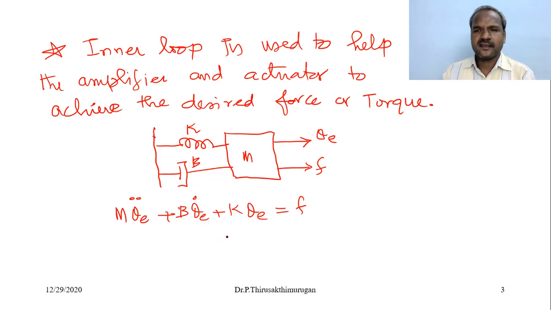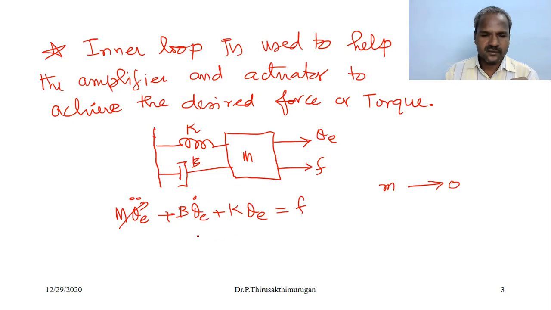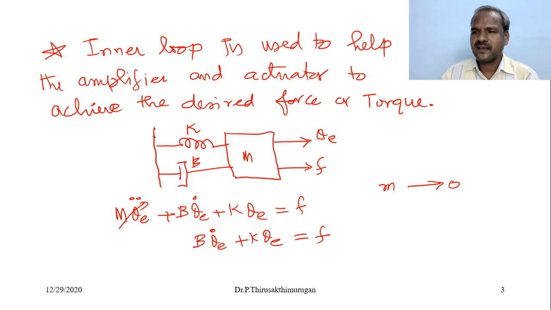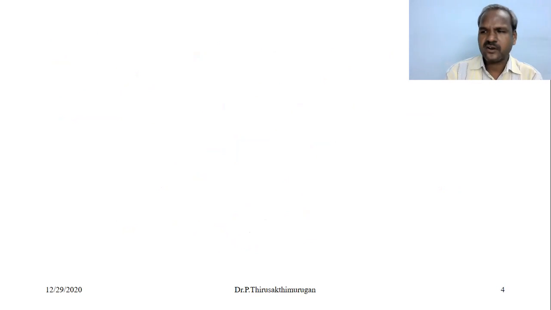In the limit as the mass approaches zero, the second order dynamic becomes a first order dynamic. So when the mass becomes zero, the equation becomes b theta e dot plus k theta e equal to force. So this becomes the first order dynamics. So what is the first order dynamic?